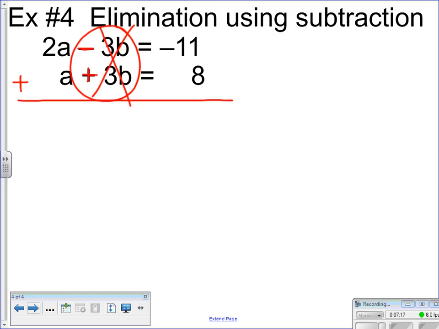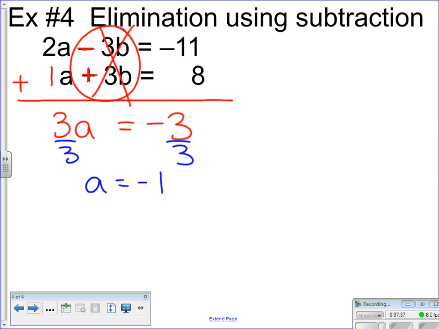Now let's add the rest of this problem together. 2 plus 1a makes 3a. Negative 11 plus 8 makes negative 3. One step of division, and you've got your a, which is negative 1.